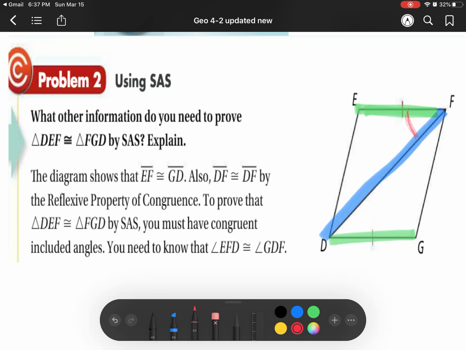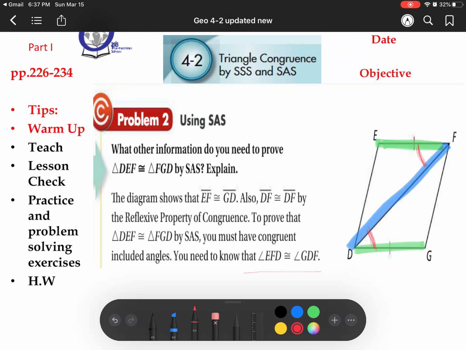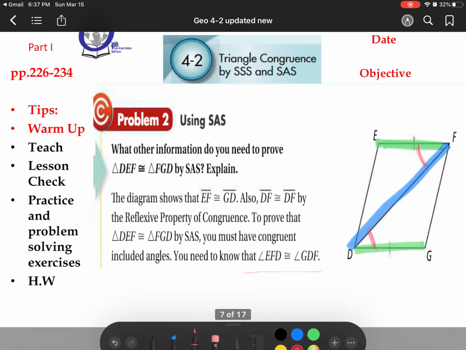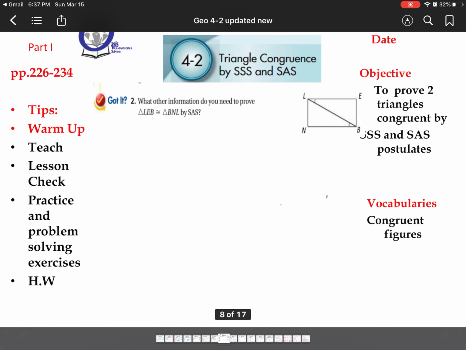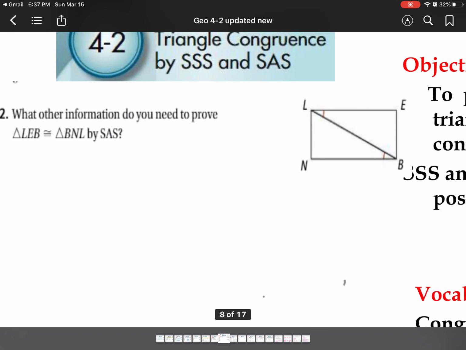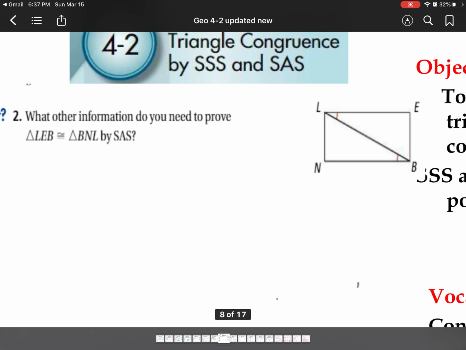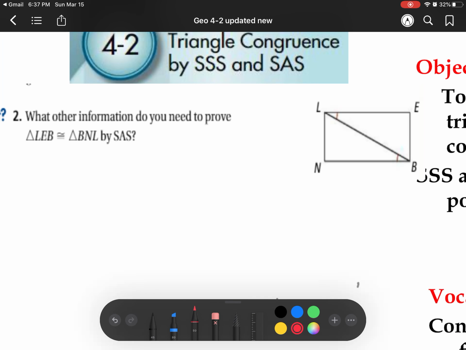So this angle between my both lines, blue and green, and this angle between my both lines, blue and the green. So what's the name of the first one? It's EFD, and the second one GDF. So to prove such a question, he should give me this pair of angles to be congruent, to be able to say that my triangles are congruent using SAS. Let's look at the next one. He's saying to me, look at the figure.